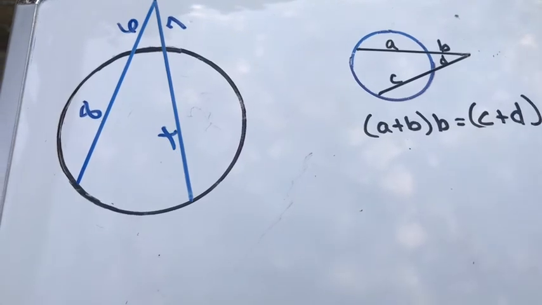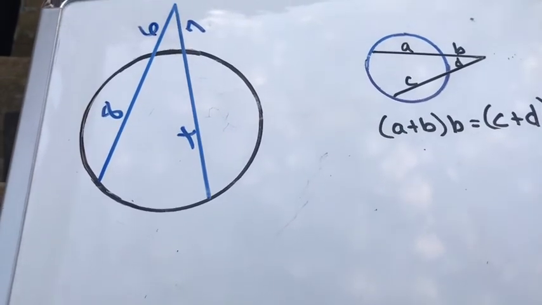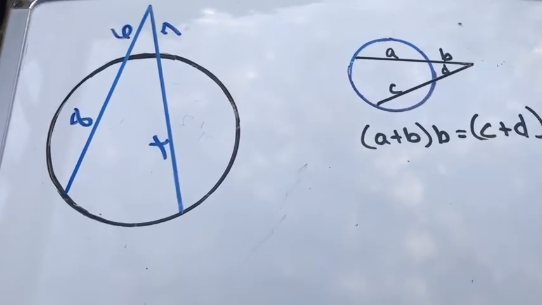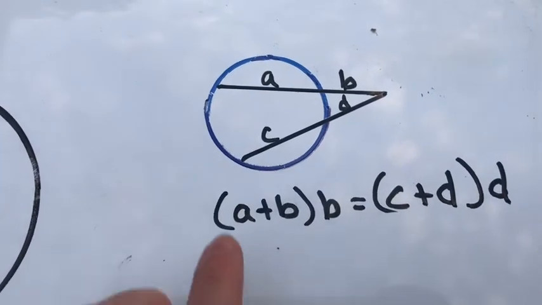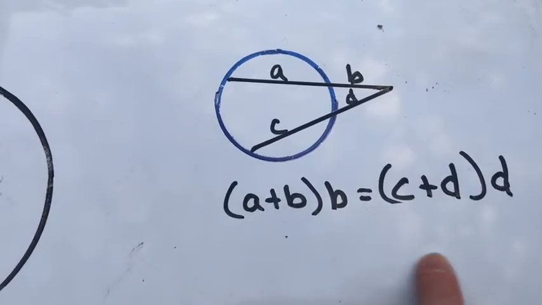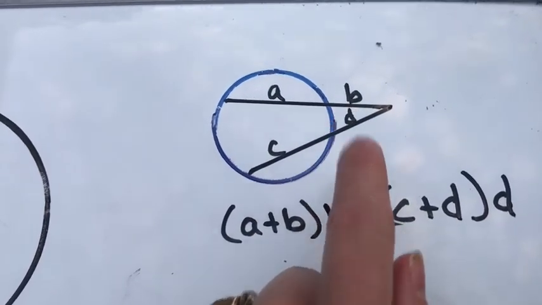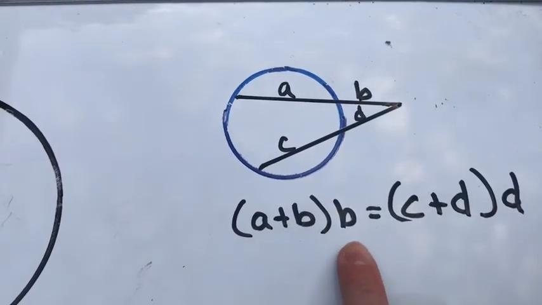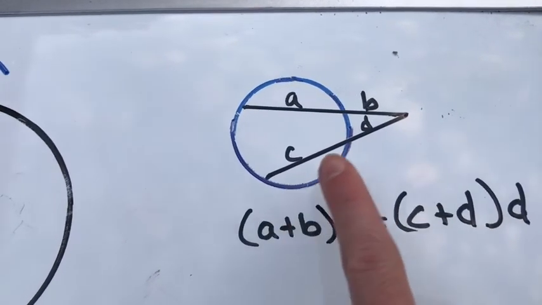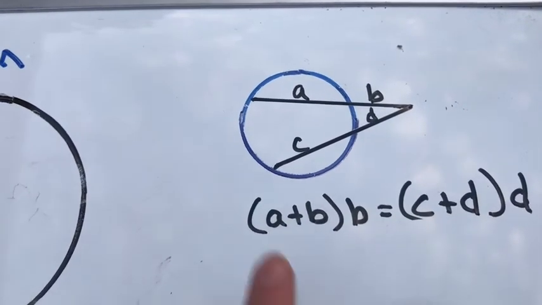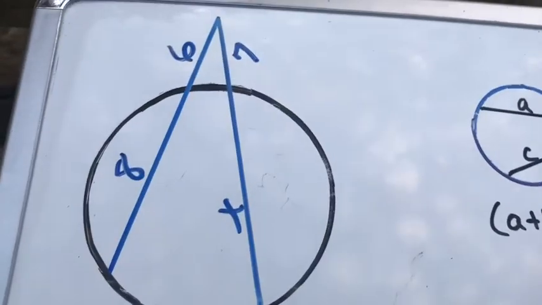So if we have two segments and they cross outside of the circle, we're looking at segment length again. Okay, if we have two segments that cross outside of the circle, what we do is we take, and this looks complicated, but it's not. Basically, it's the whole thing times the exterior piece, so the whole thing, A plus B, times the outside piece, B, equals the whole thing, C plus D, times the outside piece, D. Okay, the whole thing times the outside equals the whole thing times the outside.